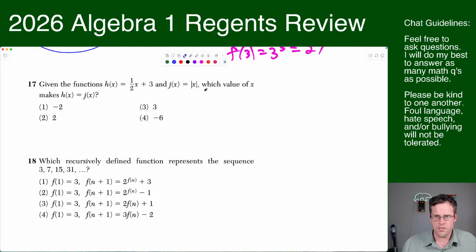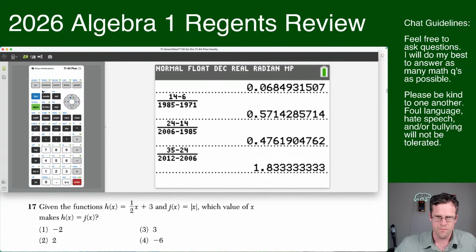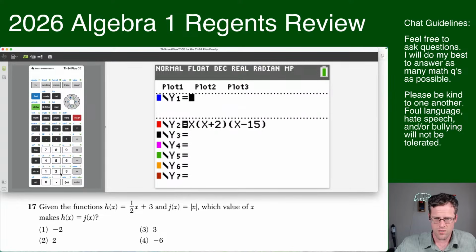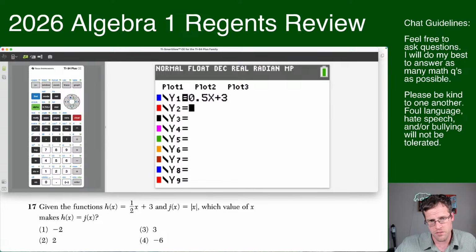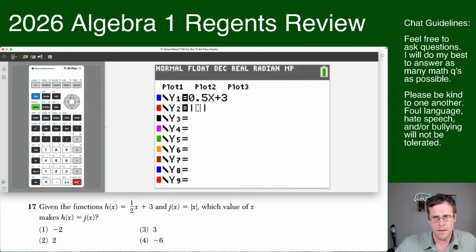Given the functions this and this, which value of x makes them equal? So this one you could just plug in until you get there, but you do have a calculator, so definitely do that. So this is 1/2. I could say 0.5x, and then plus 3. And then the absolute value, you press math, go to the right to num, and ABS doesn't stand for abs, it stands for absolute value. And you put the x.